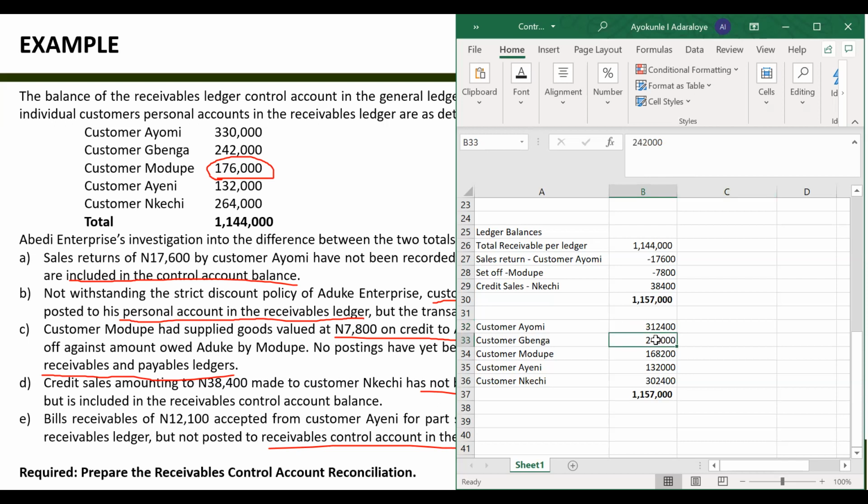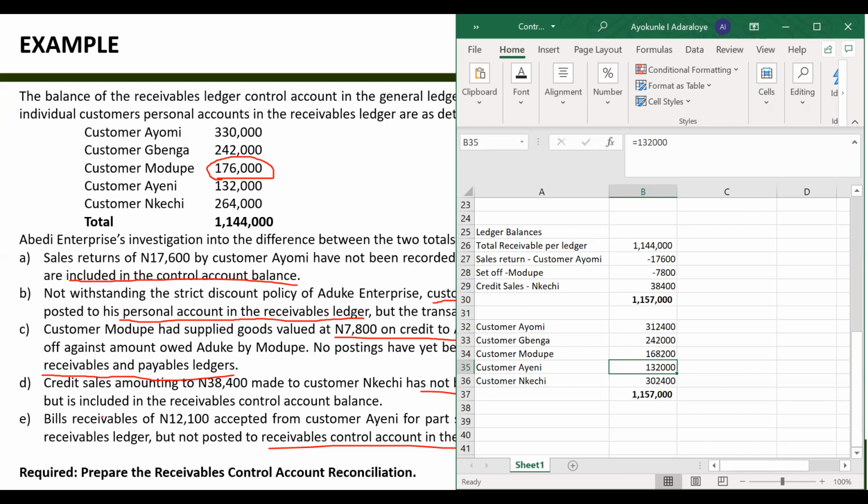You get this. From customer Benga, he was owing us 242,000. There was no information to adjust customer Benga. He's still owing us 242,000. For customer Modupe, it said that we should remove 7,800 from the amount she's owing us, because she gave us goods worth 7,800. We removed it from what she's owing us, 176,000 before, and this is the balance.